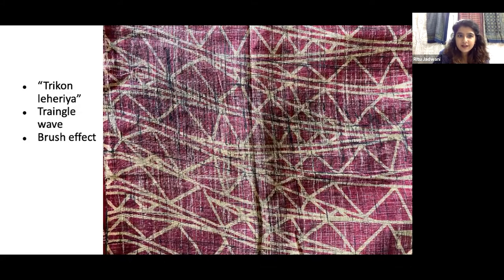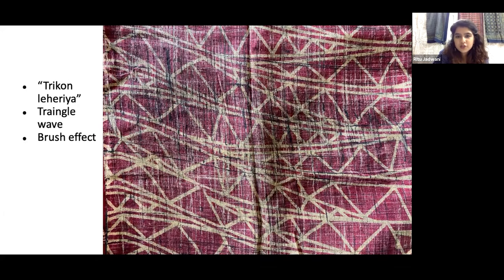Trikon lehriya. Trikon translating into triangle and lehriya translating into waves. Notice the brush effect on the background of this fabric. This has been printed on the softest possible voile, cotton voile fabric. The softer the fabric, the more difficult the printing process. Reason being, it takes more time to pin the fabric before printing, and thus the artisan has to be extremely careful while printing these blocks.